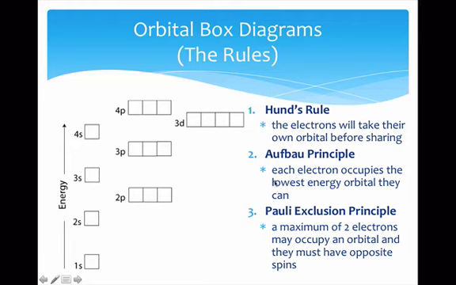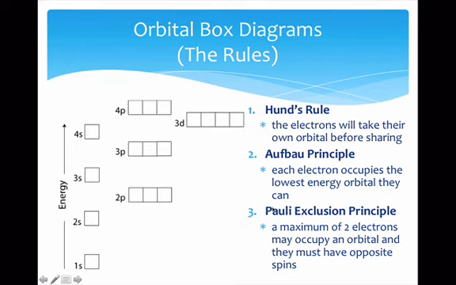The Aufbau principle says that each electron occupies the lowest energy orbital they can. So I have this one. They don't suddenly start filling in the 2p with an empty 2s. They must fill in this order. So there's no exceptions to that rule.